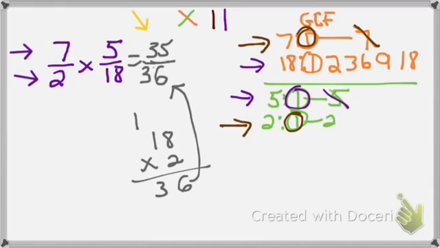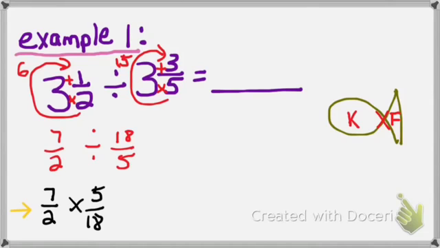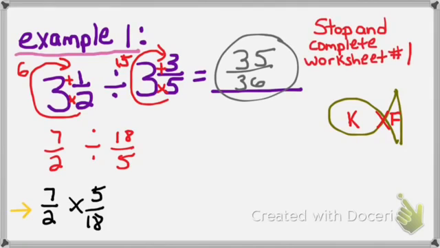And I see that 35/36 is a proper fraction. It will work in a chicken fight. That's my final answer. I'll go back and write it on my line of the original problem. 3 1/2 divided by 3 3/5 equals 35/36. Please stop the video and complete worksheet number 1 right now.